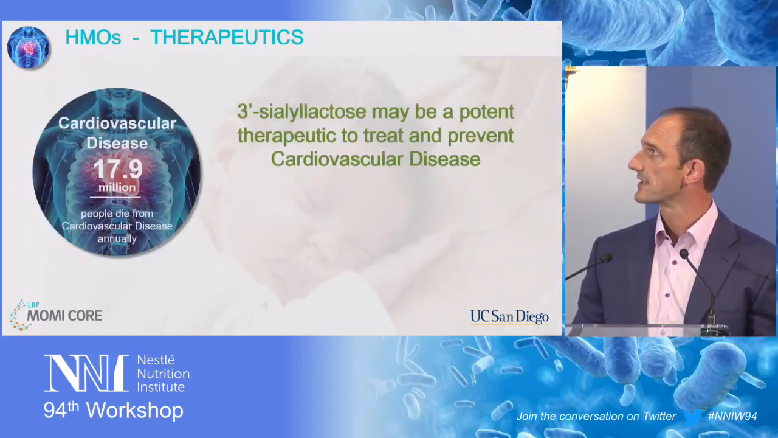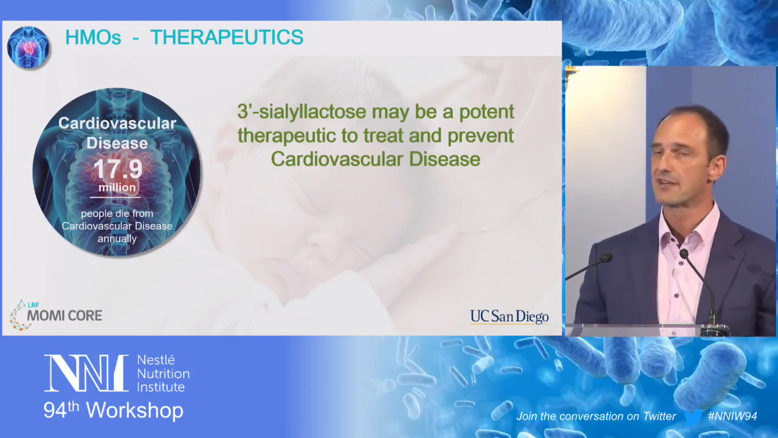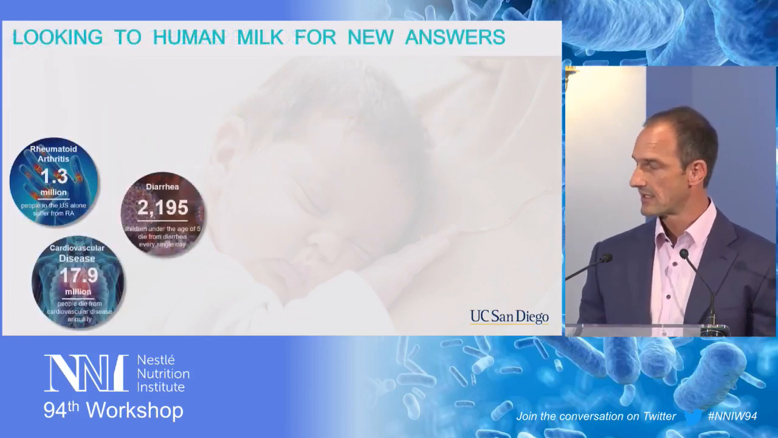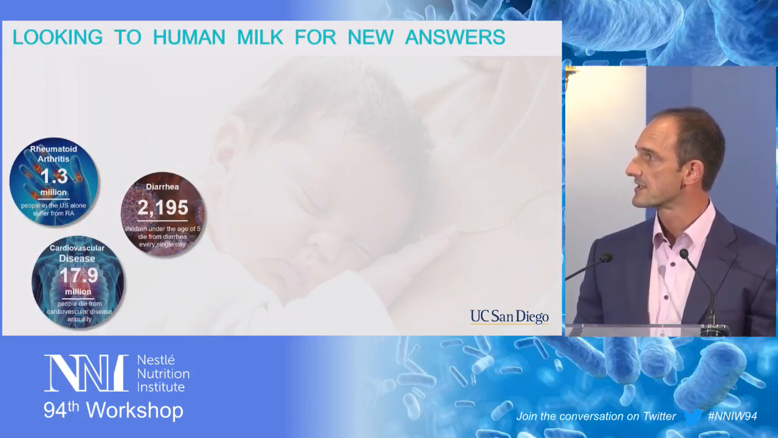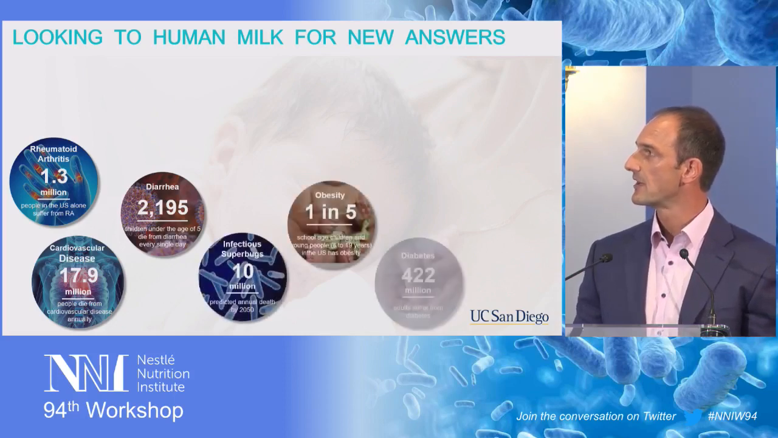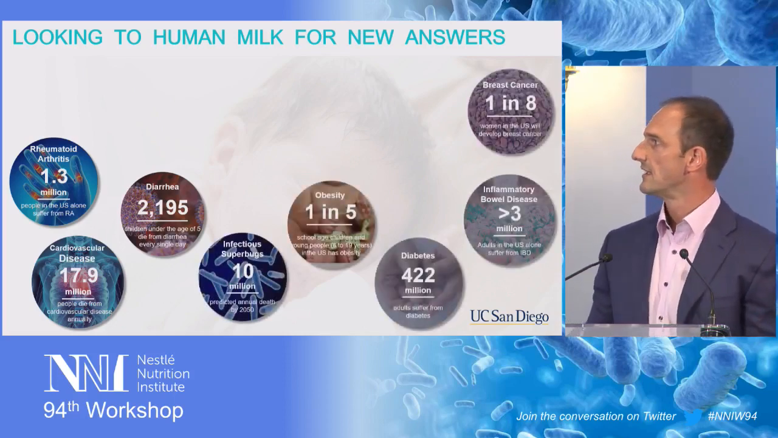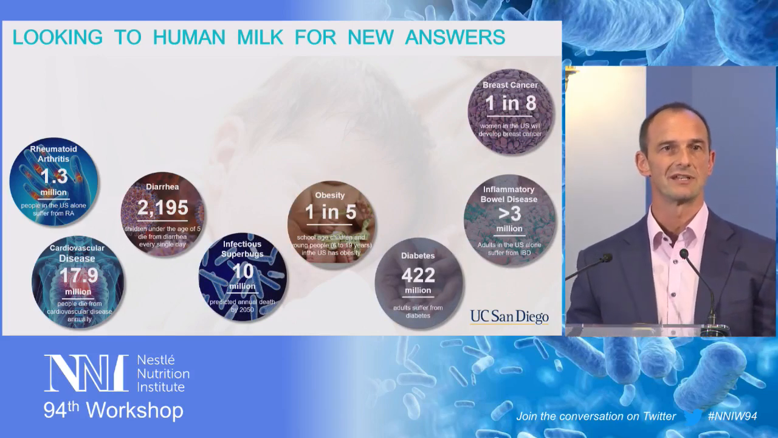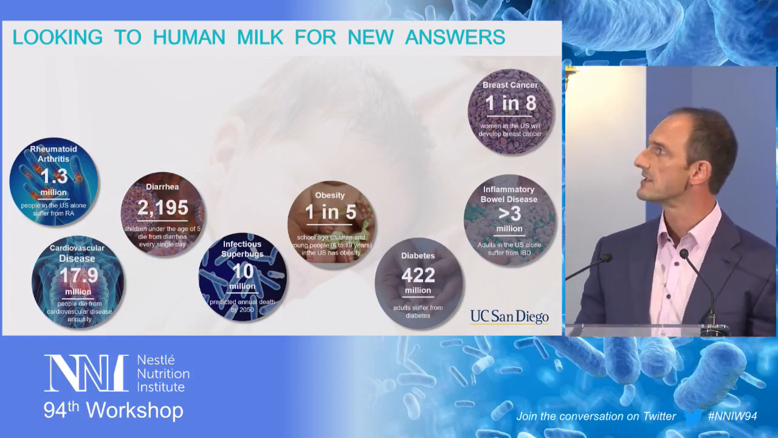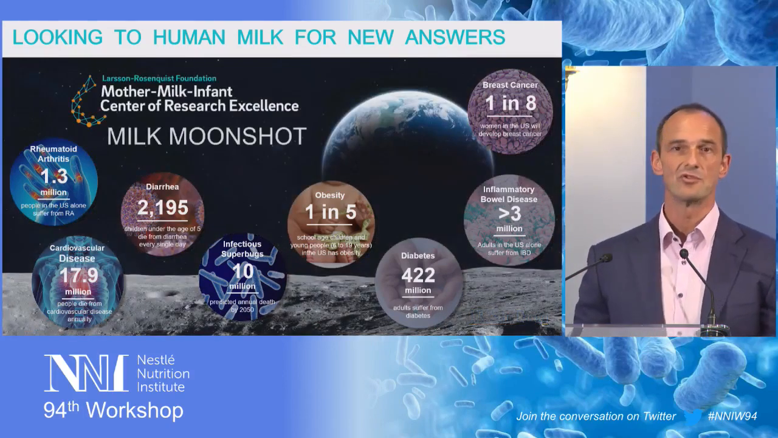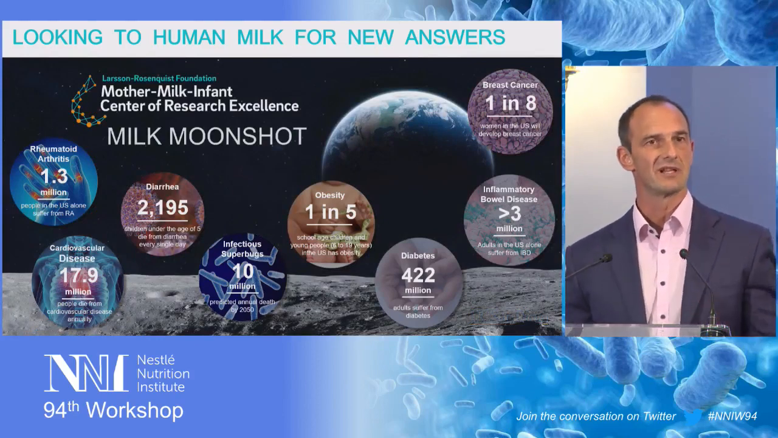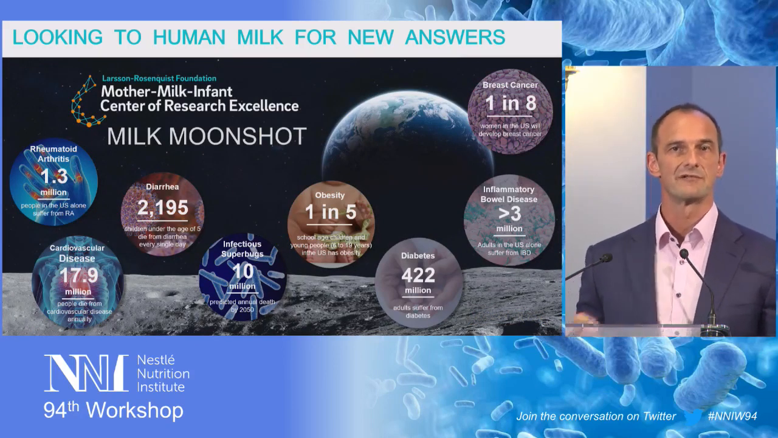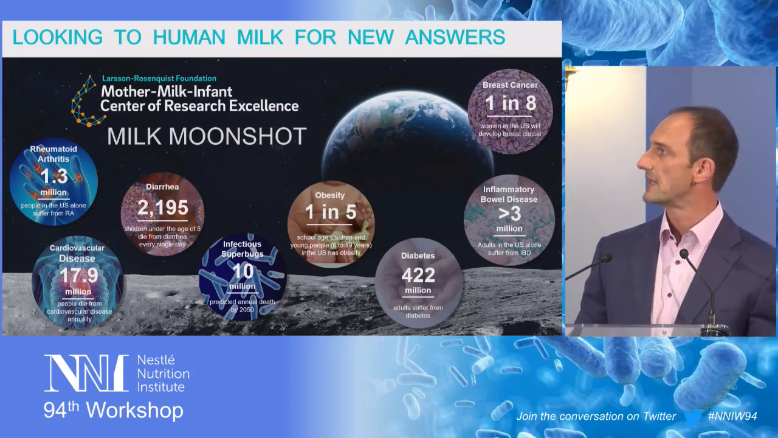So, summary here: 3-sialyllactose may be a potent therapeutic to treat and prevent cardiovascular disease. That's just 2 diseases, really. RA, cardiovascular disease, I talked a little bit about diarrhea. There are so many other things: infectious superbugs, obesity, diabetes, IBD, breast cancer. There's always a link somehow to human milk and to breastfeeding. And we want to identify how this all works. We call that our milk moonshot. We want to know what is in human milk, how this works, and how it could be protective for the infant, for mom, but also for adults at the very other end of the life spectrum.